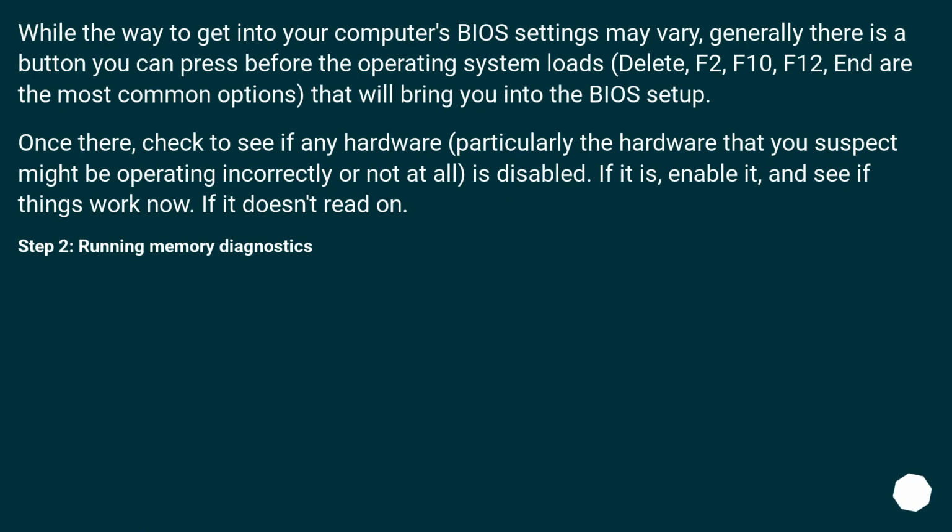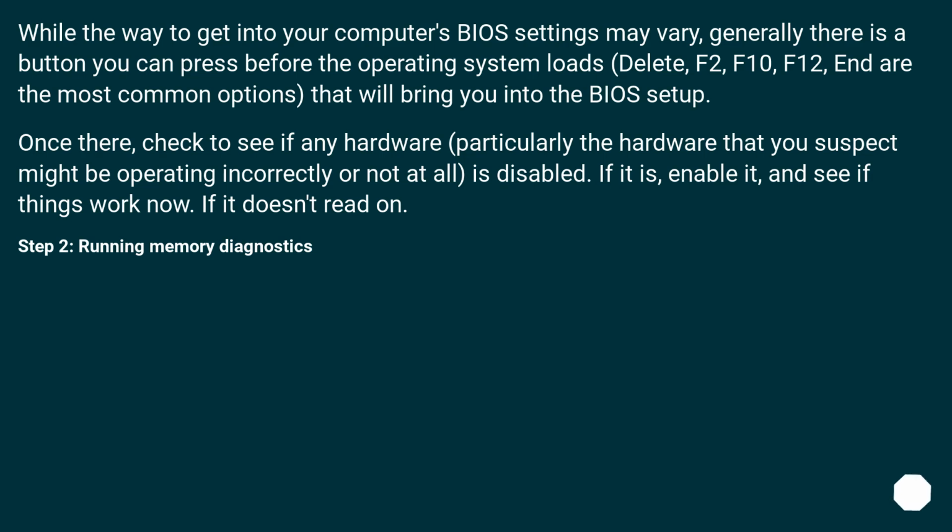While the way to get into your computer's BIOS settings may vary, generally there is a button you can press before the operating system loads. Delete, F2, F10, and F12 are the most common options. That will bring you into the BIOS setup. Once there, check to see if any hardware, particularly the hardware that you suspect might be operating incorrectly or not at all, is disabled. If it is, enable it and see if things work now. If it doesn't, read on.